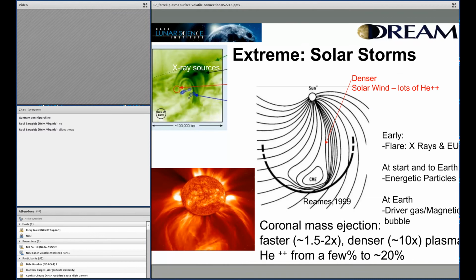Next slide. Now, just to give you an example of the variability, we know that there are extreme events, these coronal mass ejections. And they can send out a much denser plasma. They actually have about 1 billion tons of material. It's about 10 times the plasma density of nominal solar wind, and actually the heavy ions like He++ go from a few percent up near 20% and beyond during a solar storm. And again, these will impact the moon and affect the moon.